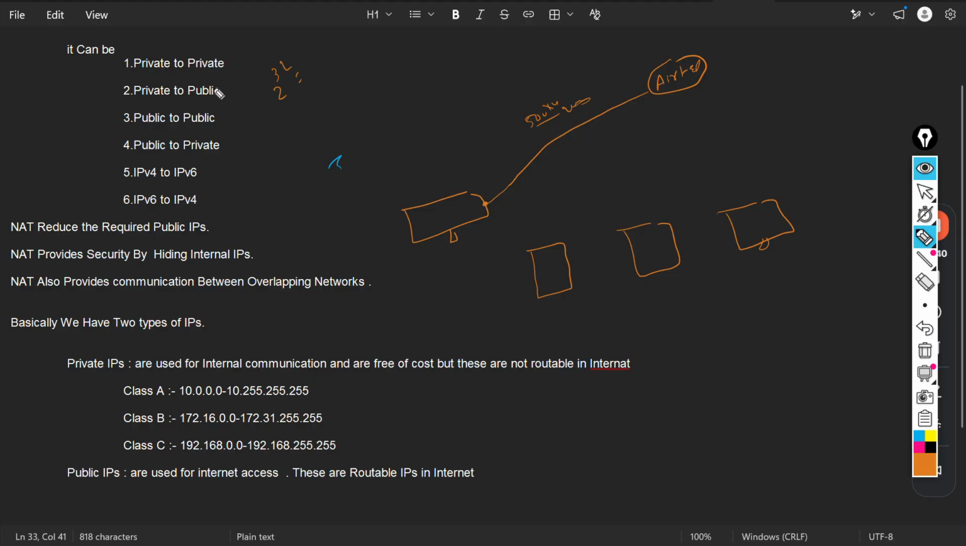But how is it possible? If you want to use a single connection for multiple devices, we are using Wi-Fi. But how does this Wi-Fi work?